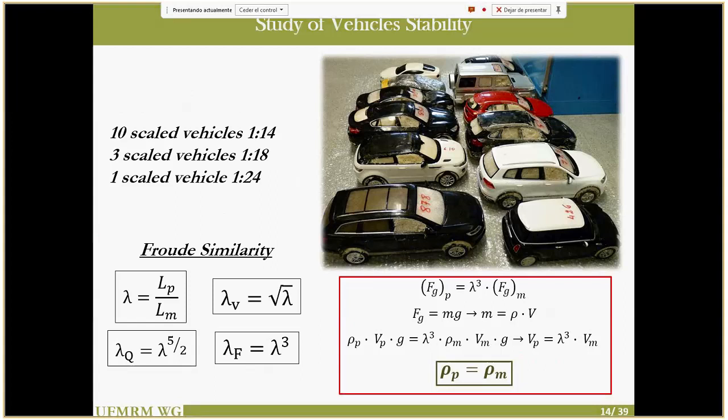Well, 14 scaled vehicles were tested. You can see a number written in red on each vehicle, which indicates the weight each one should have to accomplish the Froude similarity. As you know, if the phenomenon follows the Froude similarity, the obtained results can be scaled up to a full real scale vehicle accordingly. Here, you have the scales for each variable: the length, the velocity, the discharge, and the forces, according to Froude similarity. Okay.